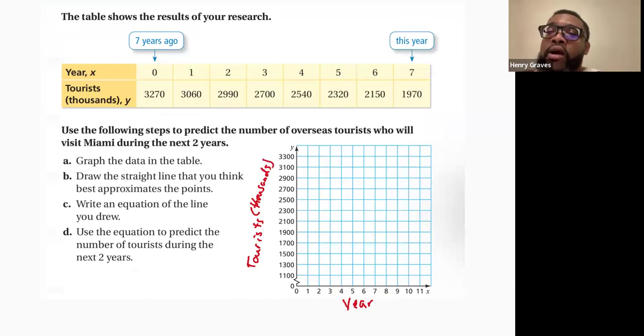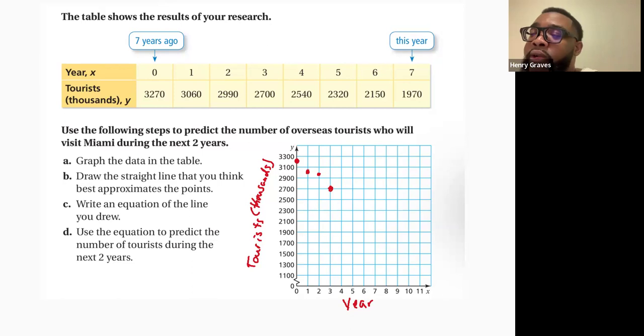Okay, so zero, it's at 3270. Oh wow, is that even on there? Oh yeah, somewhere around up here. All right, and then when it's at one, it's at 3060, somewhere over here. At two, it's at 2990. So it's going to be a little lower, somewhere around here. Number three is going to be at 2700. Thank God. I love it when they put it right on the dot, right? Four is going to be at 2540.